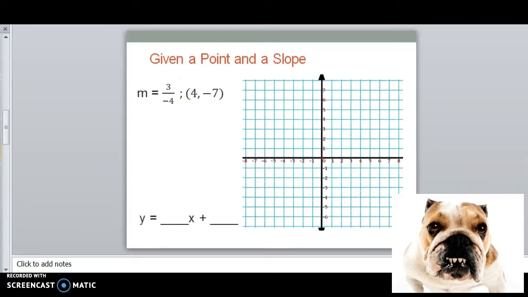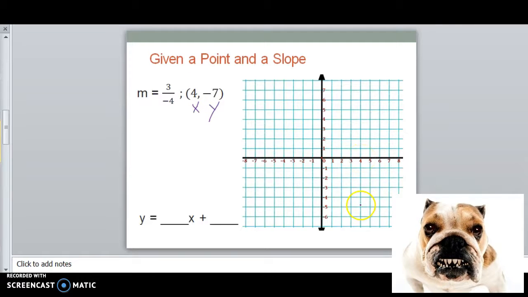Here's our second example. The first thing that I'm going to do is graph the point. As a reminder, x comma y is how we graph our points. My x is 4. My y is negative 7. So I'm going to graph my point right about down here. Now I'm going to use slope to determine where the line intersects the y-axis. I'm going to rise 3, and run negative 4. Because it's negative 4, I'm going to go in the negative direction.